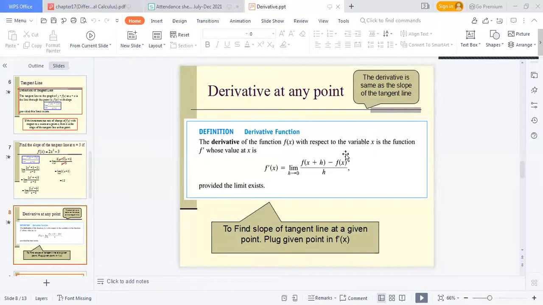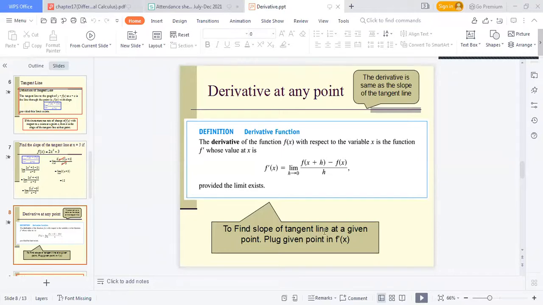So by the definition, the derivative of the function f of x with respect to variable x is the function f dash x whose value at x is this. That means the ratio of the functional increment divided by the small increment along the x axis, that is, x plus h minus x, which equals h. The limit of this ratio is called the derivative. And remember that this limit must exist, otherwise the derivative is not possible.